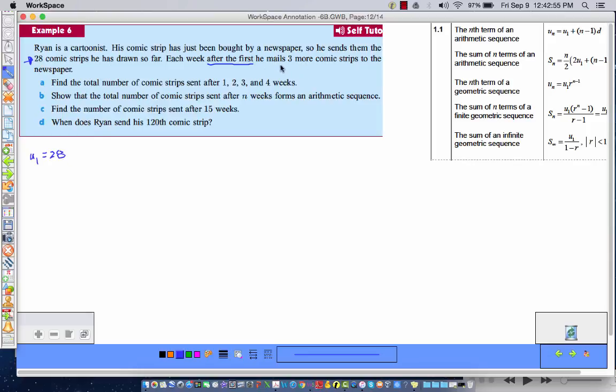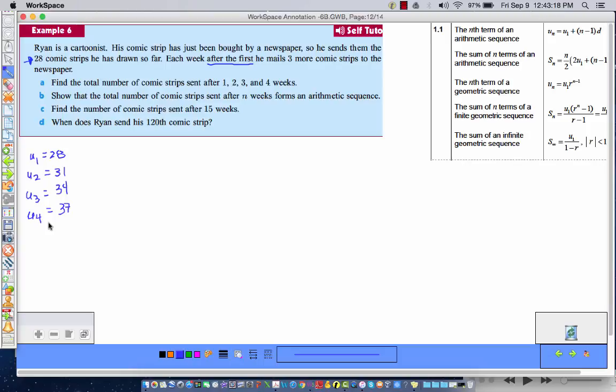He emails 3 more comic strips to the newspaper. Find the total number of comic strips sent after 1, 2, 3, and 4 weeks. Well, U sub 2 is just going to be 28 plus 3, which is 31. U sub 3 is equal to 34. U sub 4, 3 more is 37.